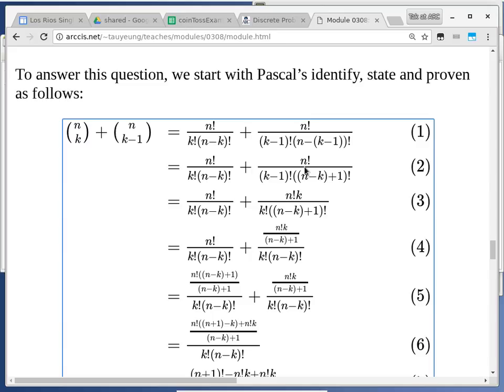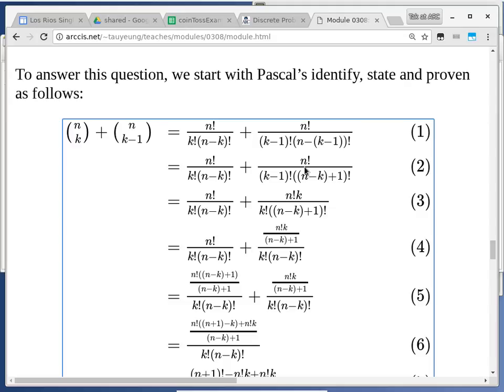I multiply the numerator by k. I multiply the denominator also by k. Now this one is obvious, because it was n factorial. If I multiply n factorial by k, obviously it becomes n factorial times k. What about the denominator? That k factorial is actually k times k minus 1 factorial.